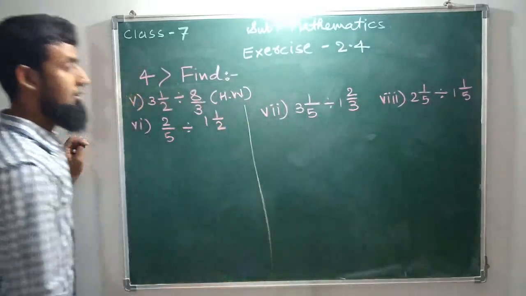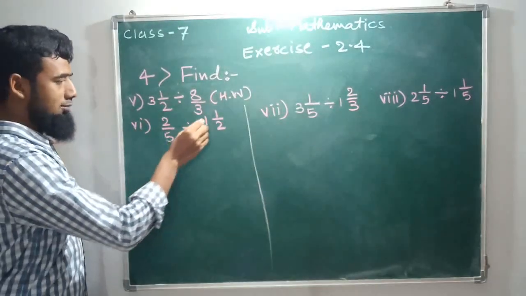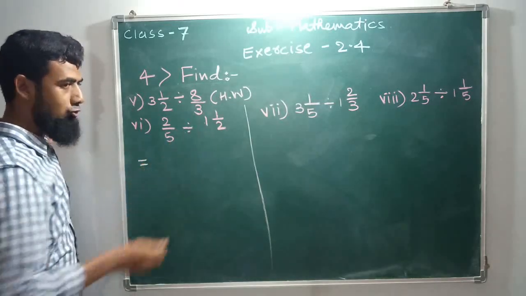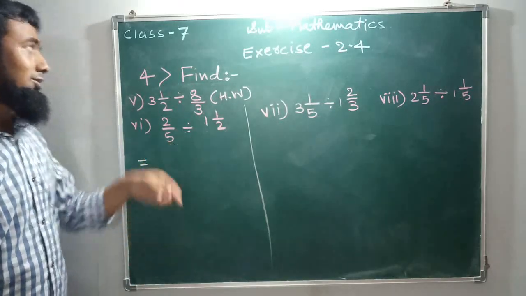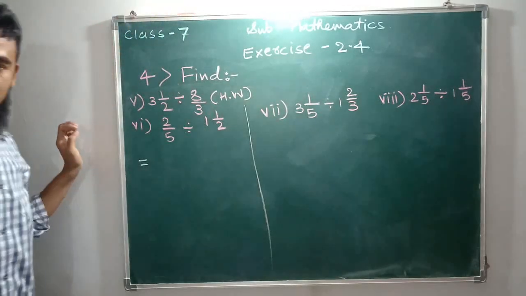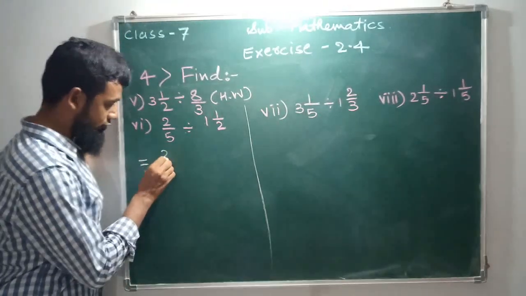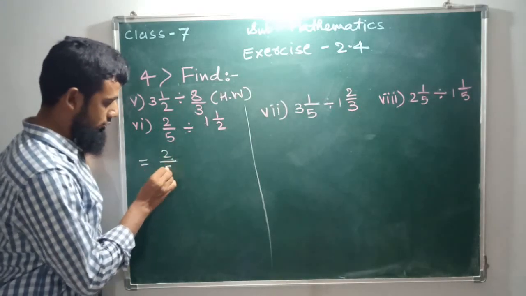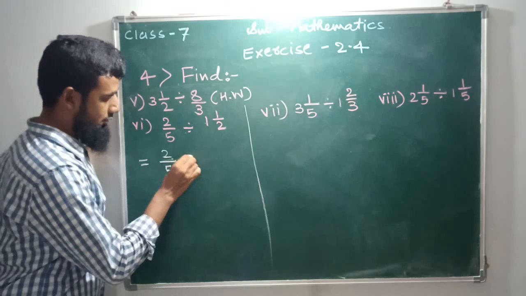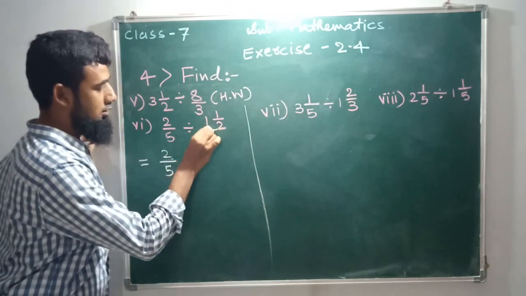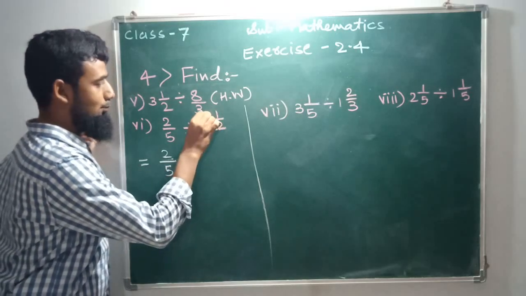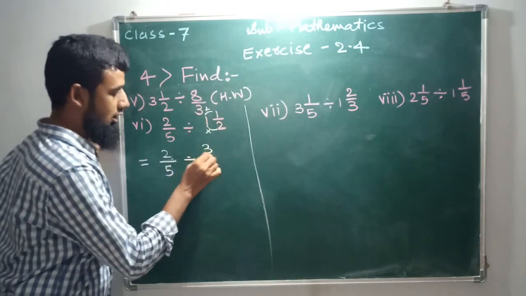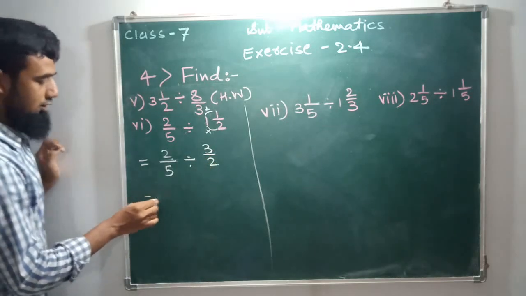Okay. 2 upon 5 divided by 1 integer 1 upon 2. Okay. So what we have to do first? We will convert mixed fraction into simple fractions. Okay. So 2 upon 5 divided by 2 1 ja 2 plus 1. 2 1 ja 2 plus 1. The 3 upon 2. Okay.